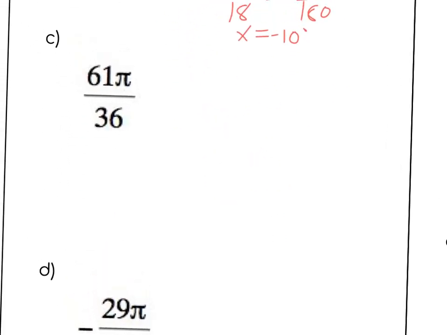For C, I'm going to go back to a conversion factor. I'm trying to get rid of the pi, so we end up with pi on the bottom, 180 on the top. And in doing so, we can divide that by 6 and get 30 over 6. Divide again and get 5. Okay, my pi's cancel out. 61 times 5 is going to be 305 degrees.